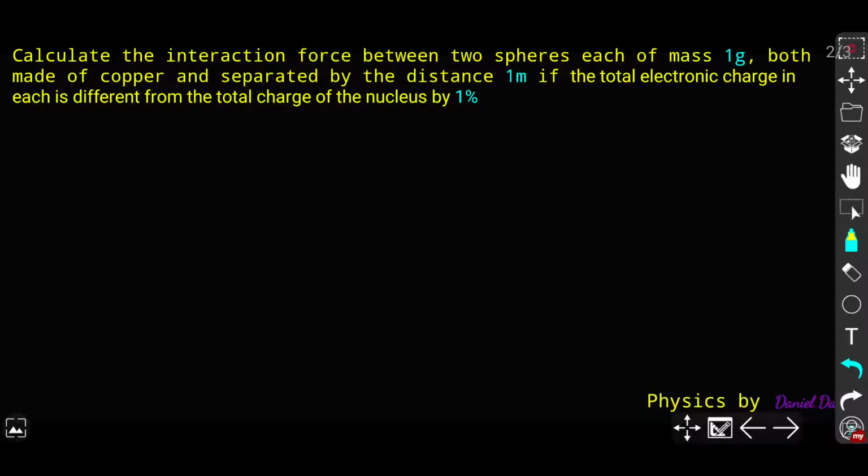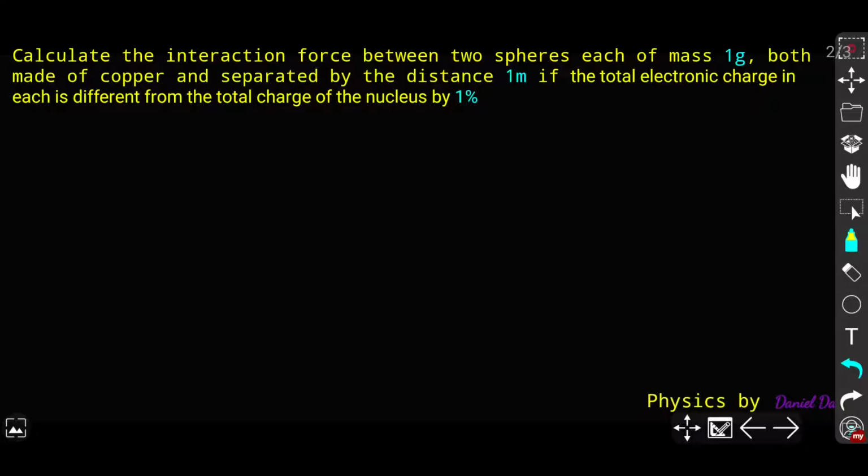So here you have an interaction force that needs to be calculated between two spheres. Okay, they're not balls, they're spheres, and each has a mass of 1 gram. They're both made of the same material, copper, and they're separated by a distance of 1 meter. And the total electronic charge in each sphere differs from the total charge of the nucleus by 1%.